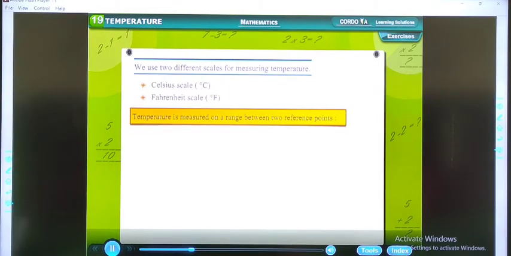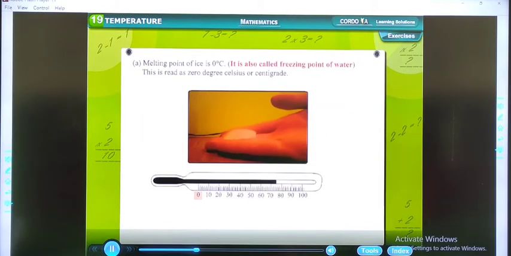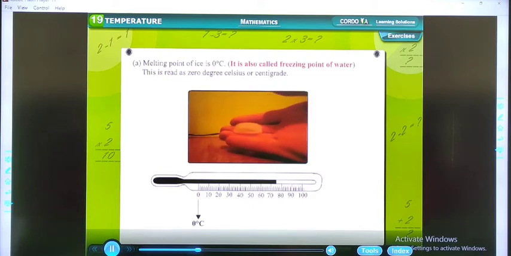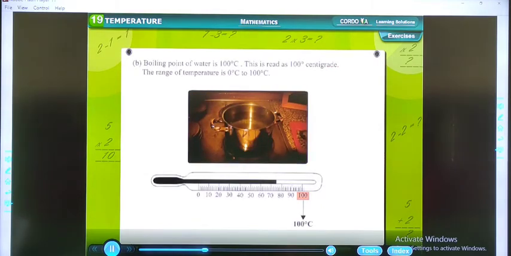Temperature is measured on a range between two reference points. On the Celsius scale, the melting point of ice is 0 degrees Celsius. It is also called the freezing point of water. This is read as 0 degrees Celsius or centigrade. Boiling point of water is 100 degrees Celsius. This is read as 100 degrees Celsius.